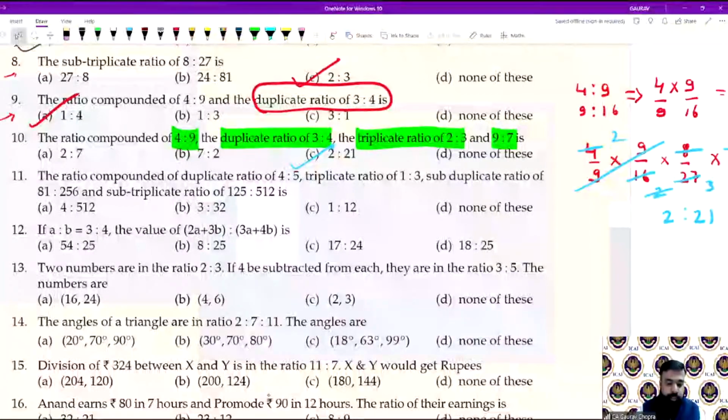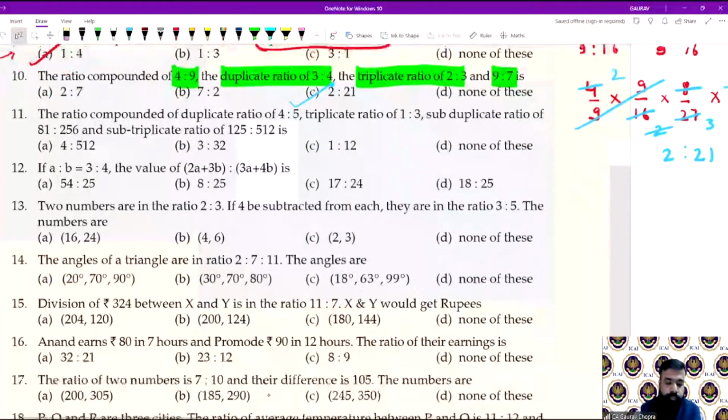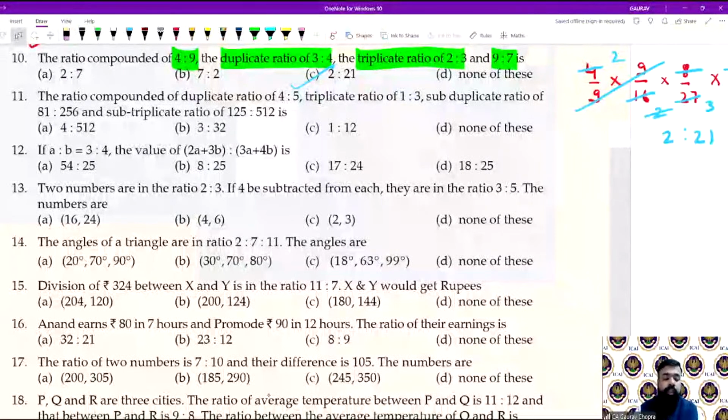Now easily you can simplify the 11th one. So the 11th you can do by yourself. Now let us try the 12th one. A ratio B is 3:4. Then we have to find out the value of 2A plus 3B ratio 3A plus 4B. Come on, everybody. Substitute the value and get the result, and see how much you are getting.